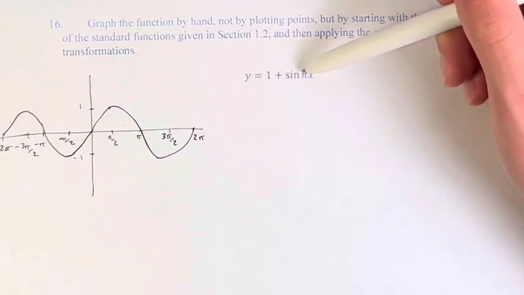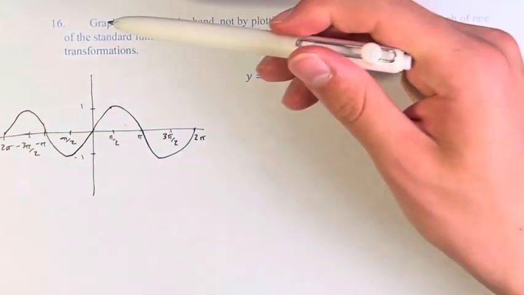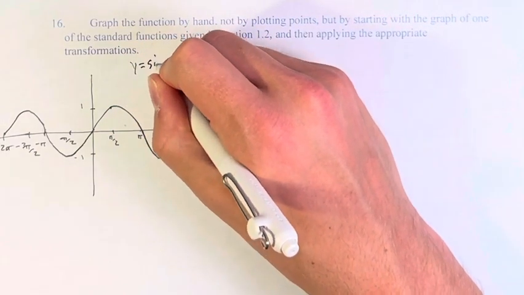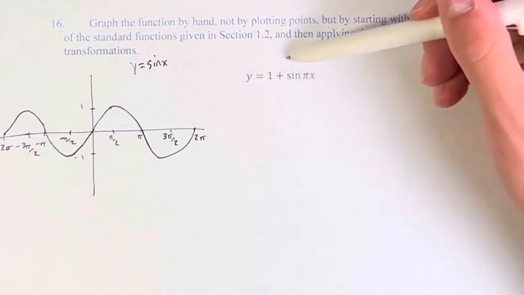In this problem, we're asked to graph the function by hand, not by plotting points, but by starting with the graph of one of the standard functions. Here we have y is equal to sine x, and then applying the appropriate transformations. So we have two transformations here.